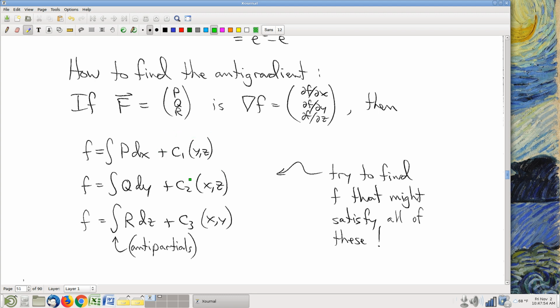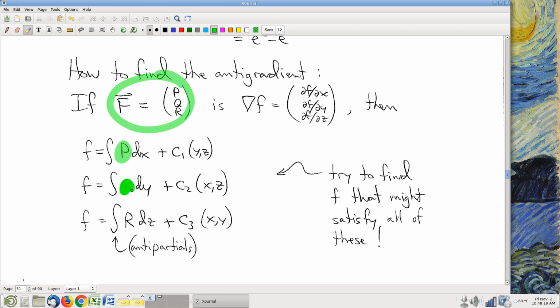C1 of y comma z is what I'm going to call this function here. And you take an x partial and it goes away. All right, so likewise here, this can be anything that when you take a y partial will disappear, etc. Okay. All right, so roughly speaking, then, here's what your process is. Your vector field has three components.